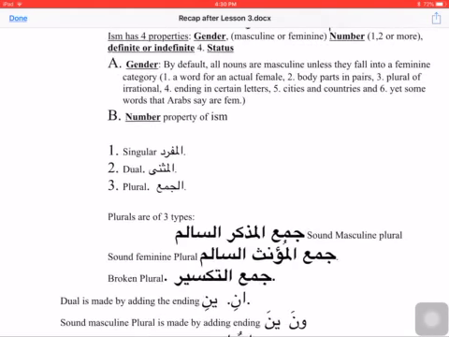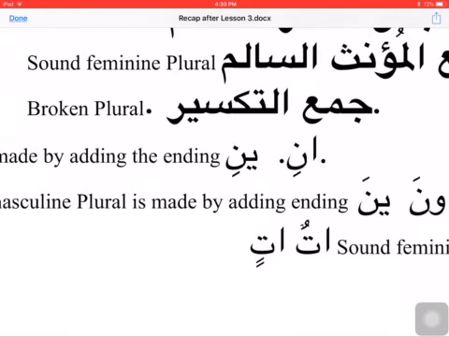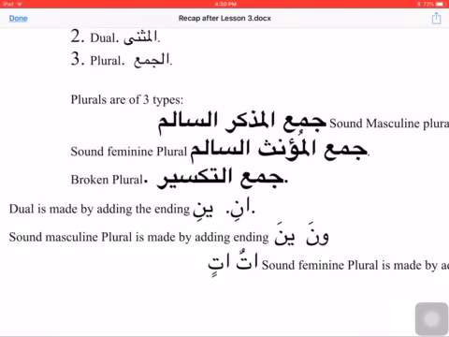A muthanna word is talking about 2 of something. A muthanna word has a special ending, ani or aini. A mufrad word has no special ending. In terms of jama, an ism can either be jama mudhakkar salim, or it can be jama mu'annath salim, or the third category, jama taksir.